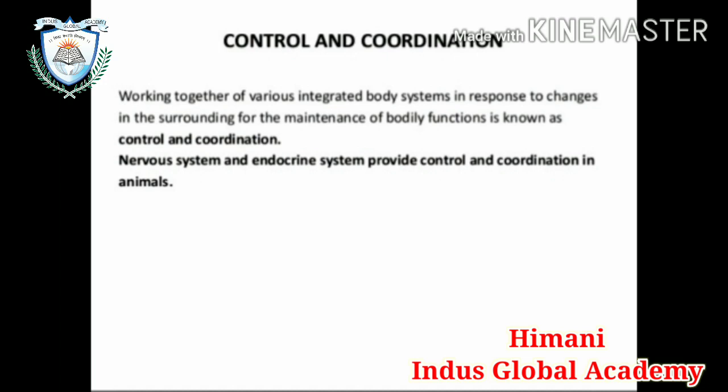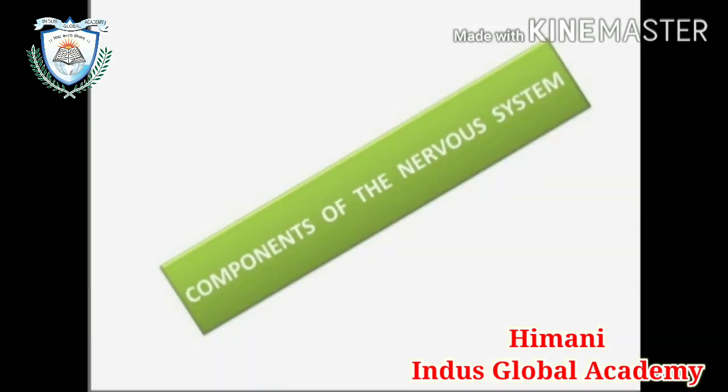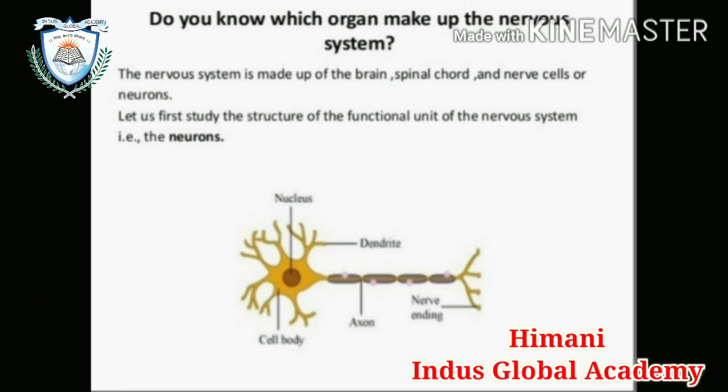Okay, so the nervous system and endocrine system provide control and coordination in animals. Now, components of the nervous system. In this video, we will discuss the nervous system components. Do you know which organs make up the nervous system? The nervous system is made up of the brain, spinal cord and neurons, or you can say nerve cells. Let us first study the structure of the functional unit of the nervous system, which is known as the neuron.